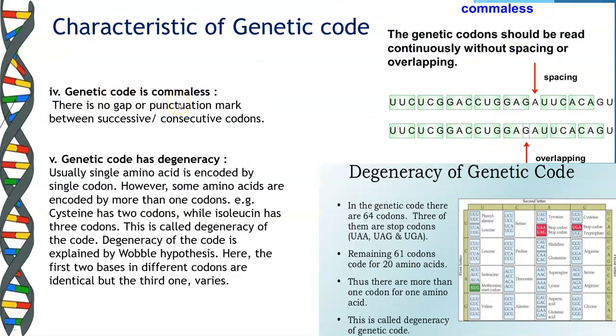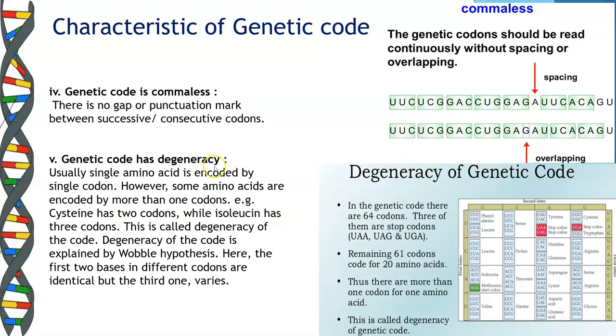The genetic code is commaless. You do not have any gap or punctuation marks. So you read 3 bases at a time in a continuous frame. You can't miss out on one, nor can you overlap any single base.